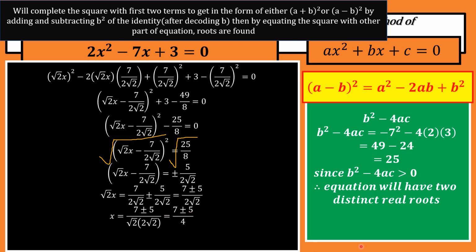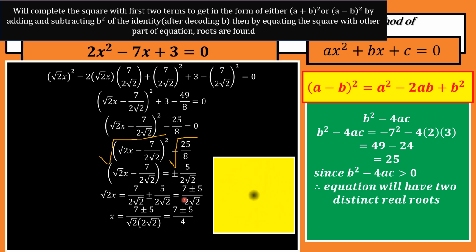So from here we'll get two values of x. 7 plus 5 upon 4, that is 12 upon 4, is equal to 3, or 7 minus 5, that is 2 upon 4, that is 1 upon 2. So these are the two roots. x is equal to 3 or 1 upon 2. This is the mathematics of completing the square, how we complete the square.